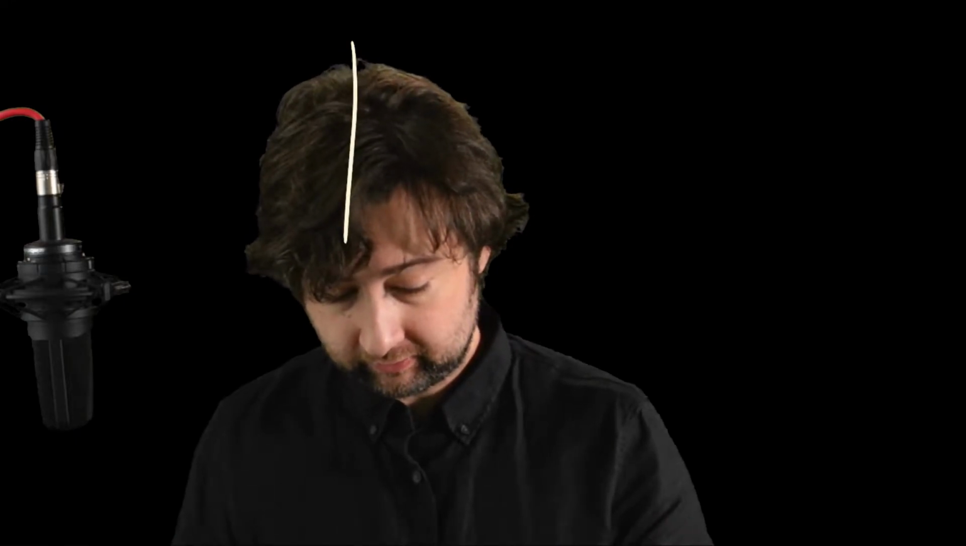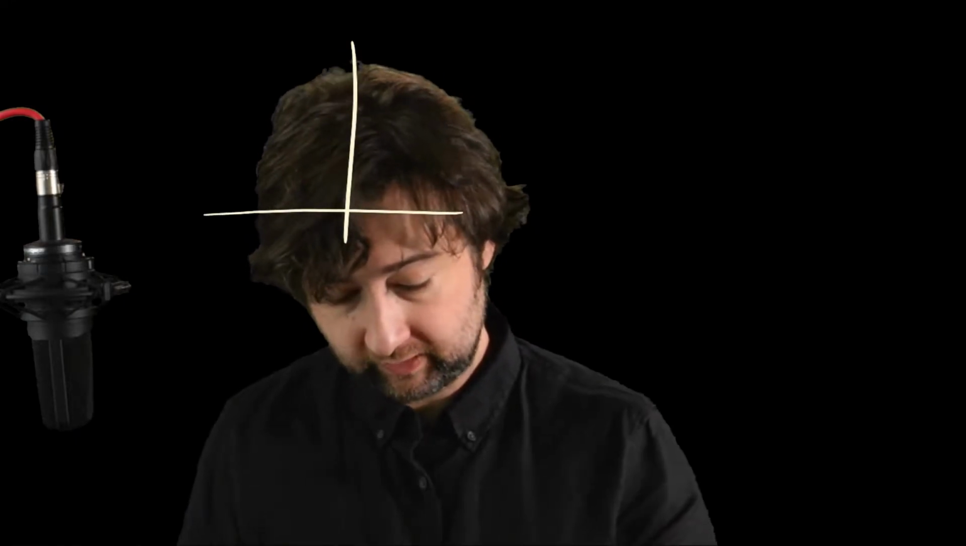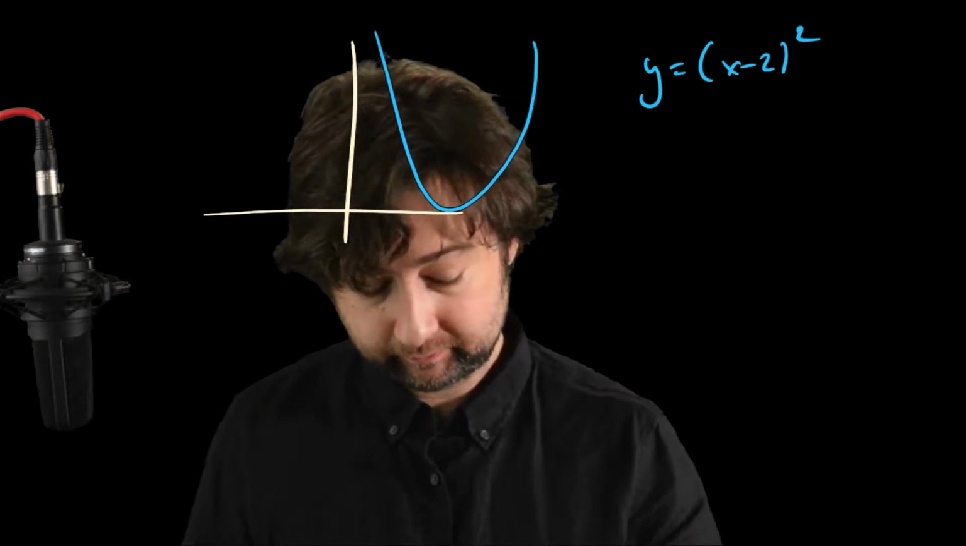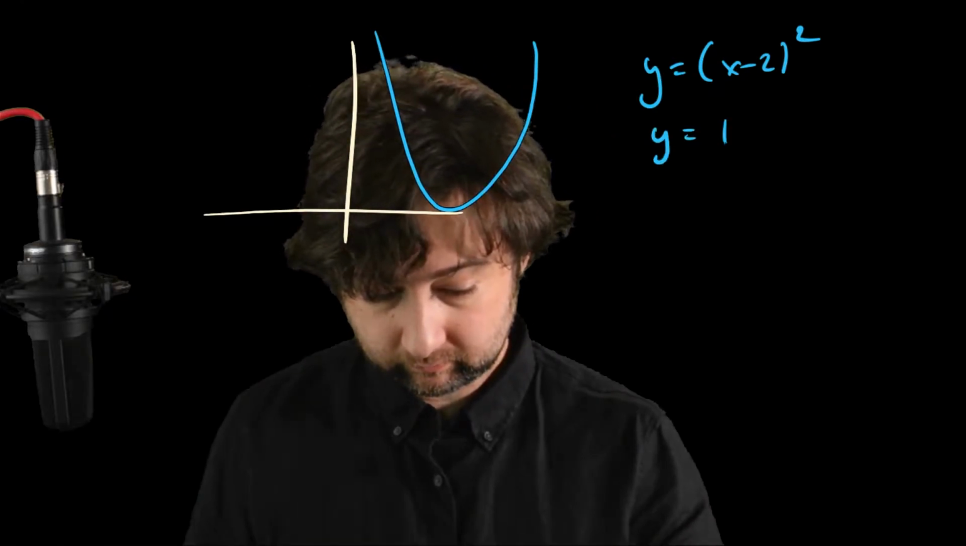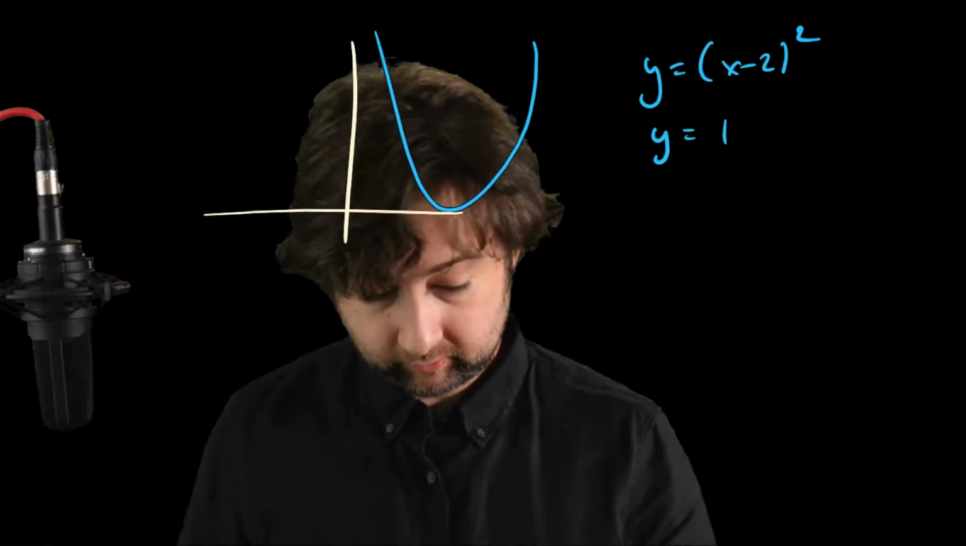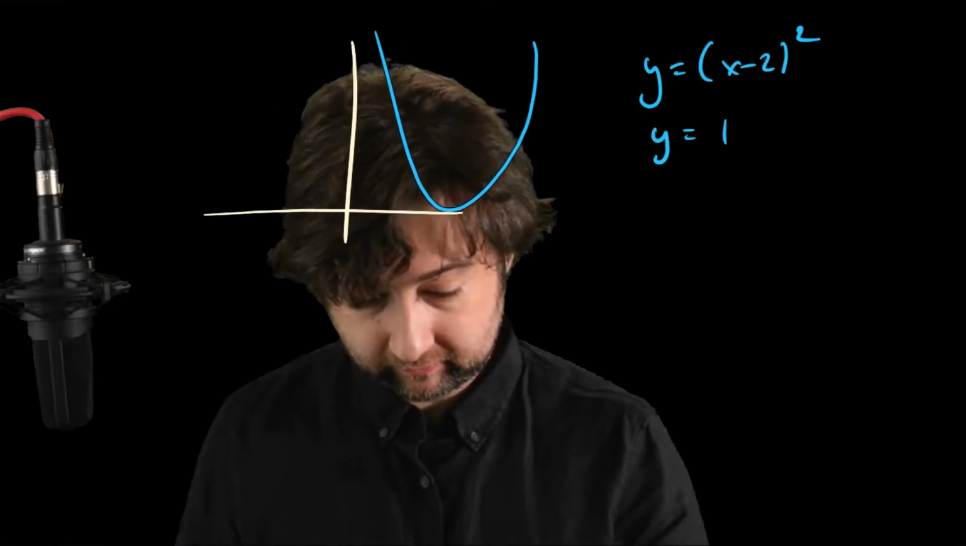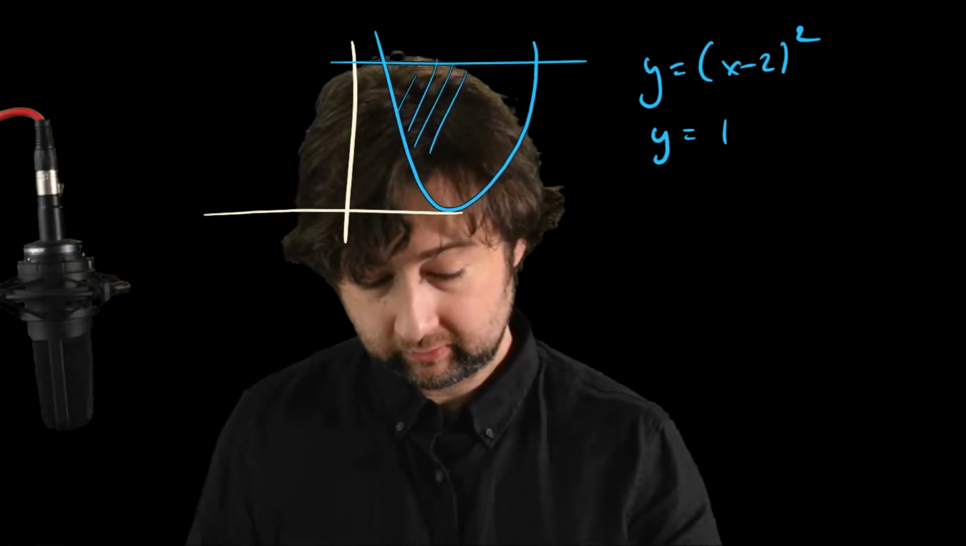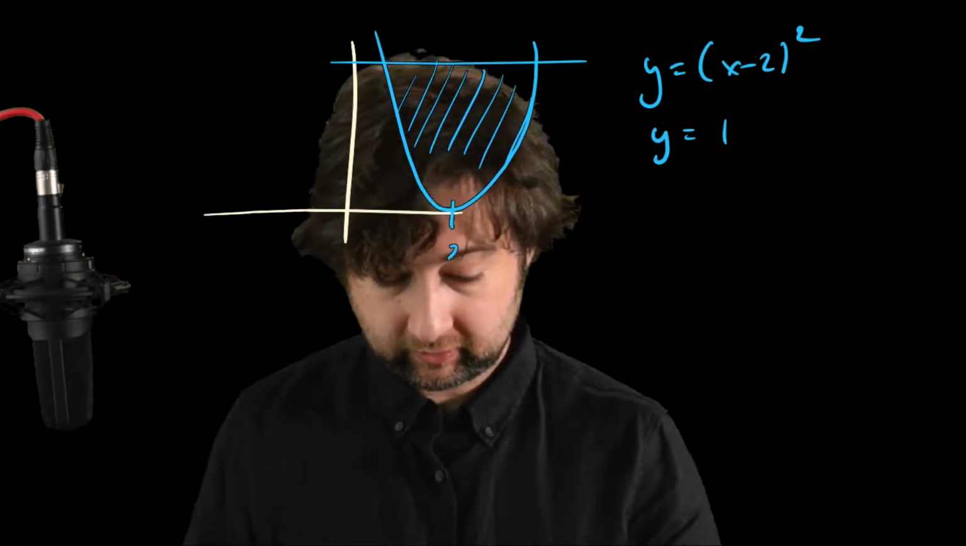So let's suppose that we had something that looked like this. We've got this parabola. Let's say, for the sake of argument, that this parabola is y equals (x minus 2) squared. And let's bound the region by putting y equals 1 on top of it. That's going to mean that we're going to have a cap right here, and so the region that we're looking at looks like this. This has a vertex at 2.